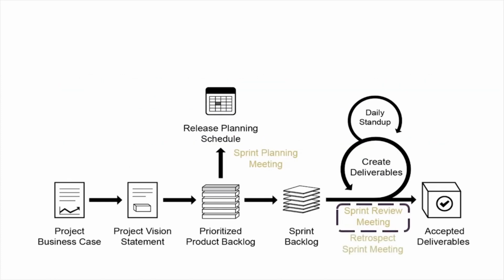The sprint cycle ends with a sprint retrospective meeting where the team discusses ways to improve processes and performance as they move forward into the subsequent sprint.